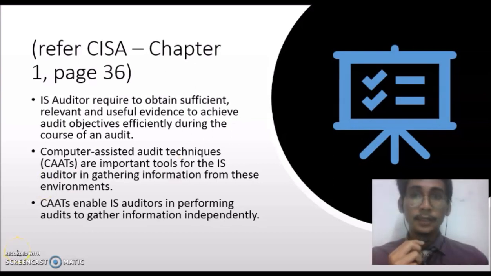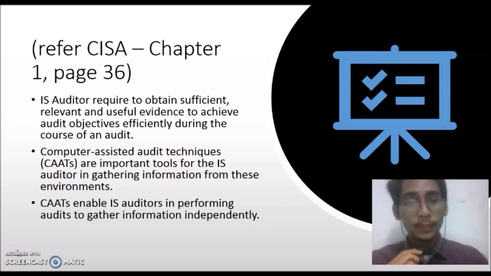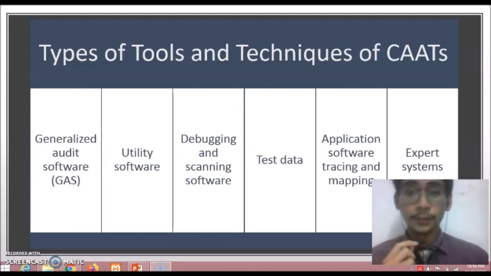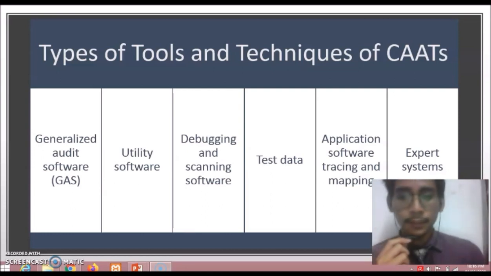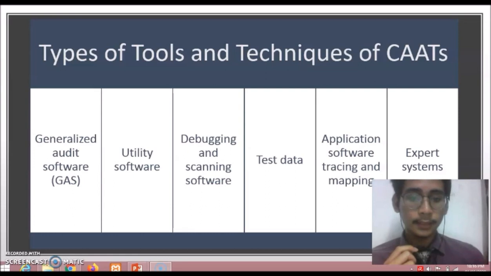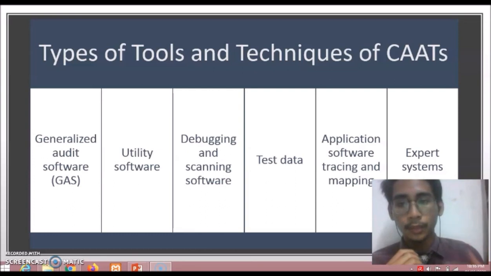Previously in Audit 2, we learned that every auditor knows what CAATs are, but not every auditor actually has the knowledge on how to run the CAATs or how to understand the results that CAATs have processed. So this is where we as IS auditors have to step up our game. These are the types of tools and techniques of CAATs: generalized audit software or GAS, utility software, debugging and scanning software, test data, application software tracing and mapping, and also expert systems. I will explain some of these in the next slides.